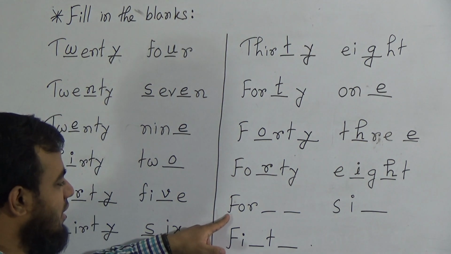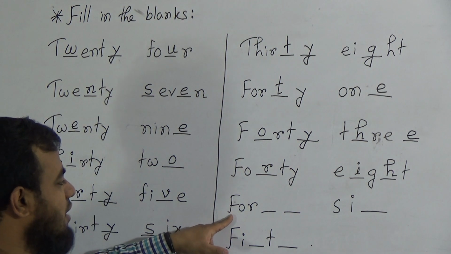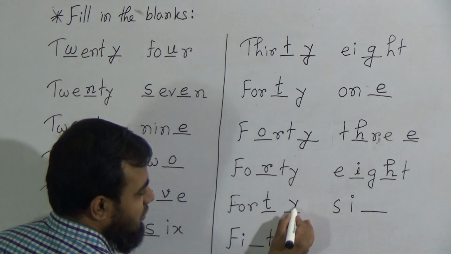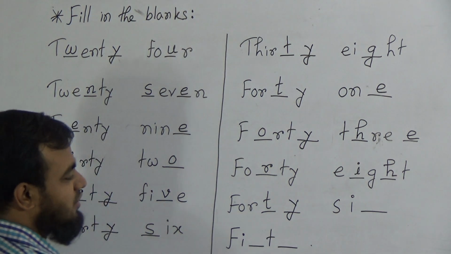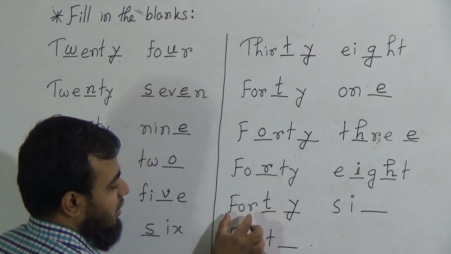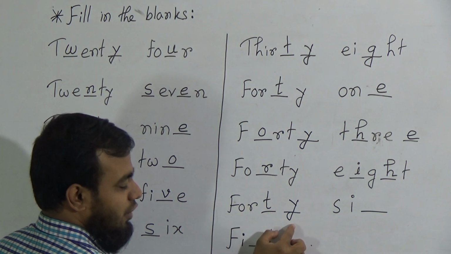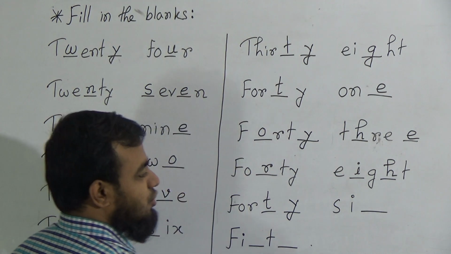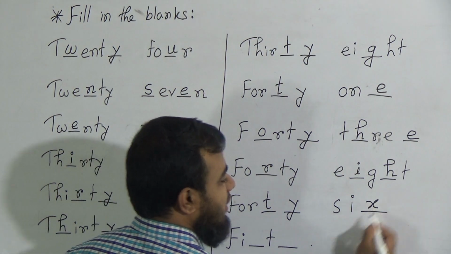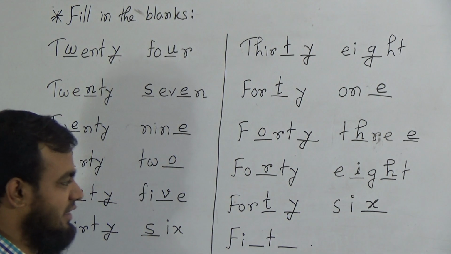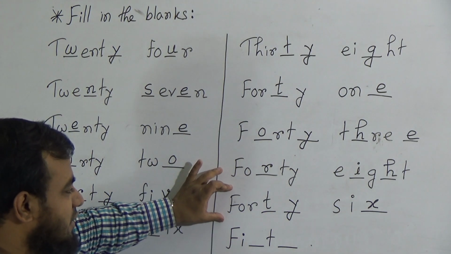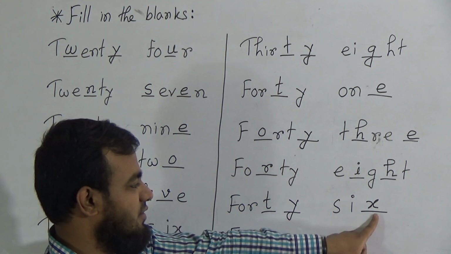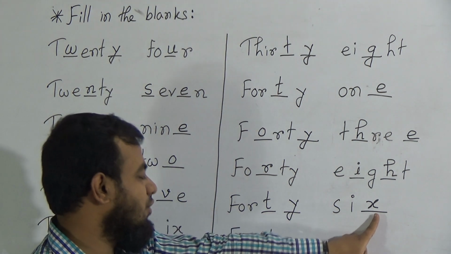Now come to the next one. It's again start with F, that means it can be 40 or 50. It's F-O-R, then T-Y, 40. Write down T-Y. In the first and second blank is T and Y, to make F-O-R-T-Y, 40. And this word is S-I-X, so this letter will be X, to make the word 6. It should be 46. F-O-R-T-Y, 40, S-I-X, 6. That means this blank will be filled up with the letter X.